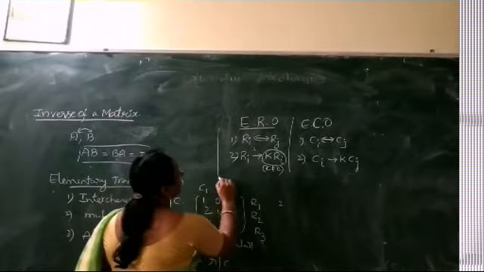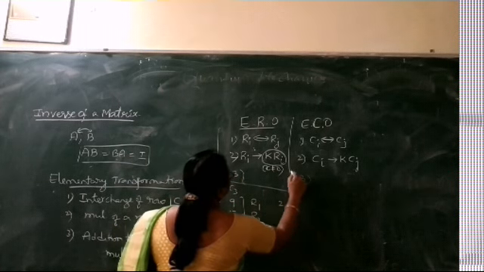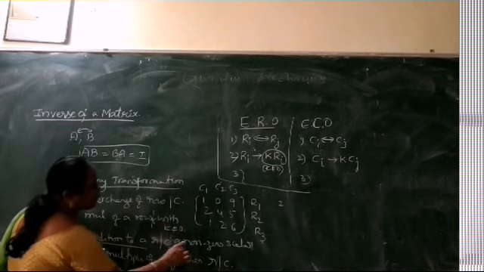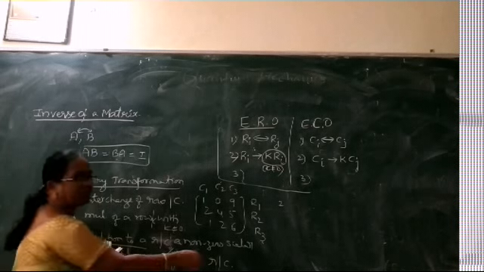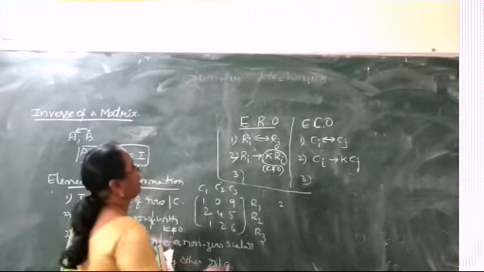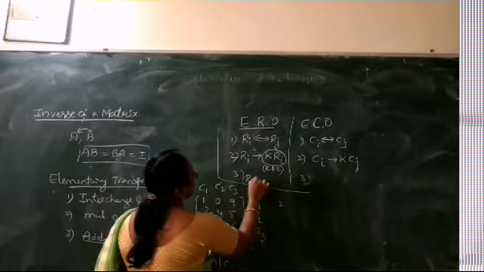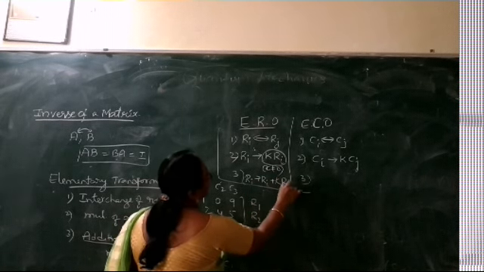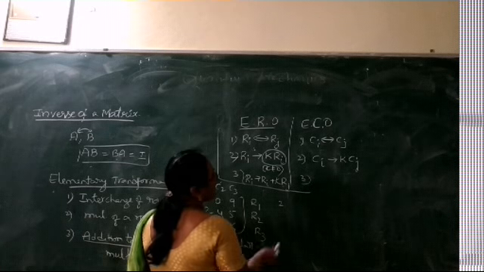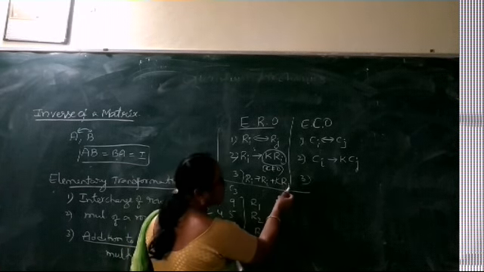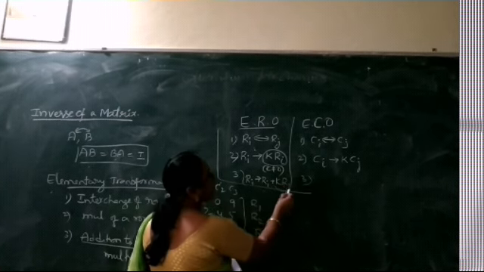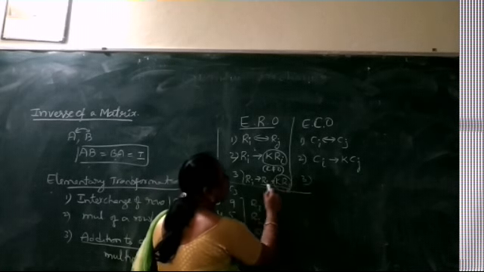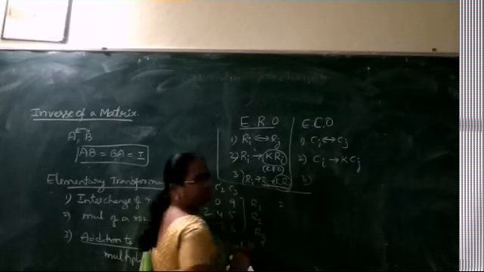Now coming to the third transformation, it is about the addition to a row or column of a non-zero scalar multiple of any other row or column. This is represented by Ri implies Ri plus k into Rj. It means that first we have to multiply each element of the jth row by a constant k and then add that k Rj to the corresponding element of the ith row. Then the total has to be placed in the ith row.